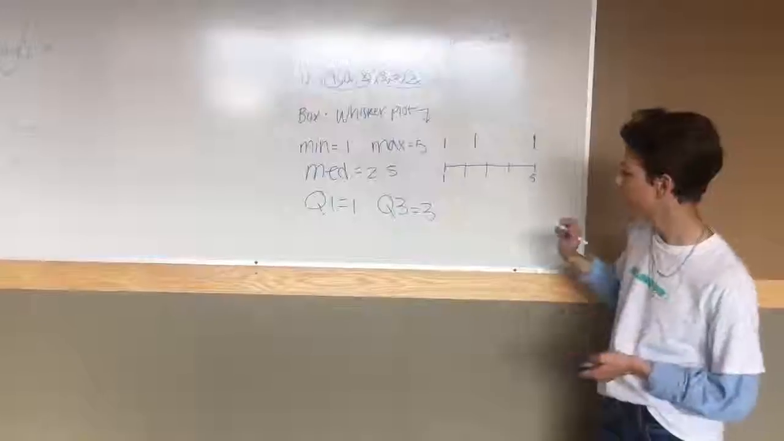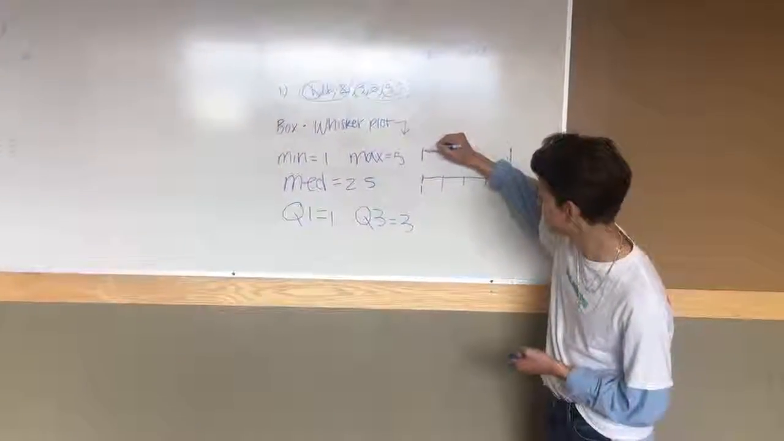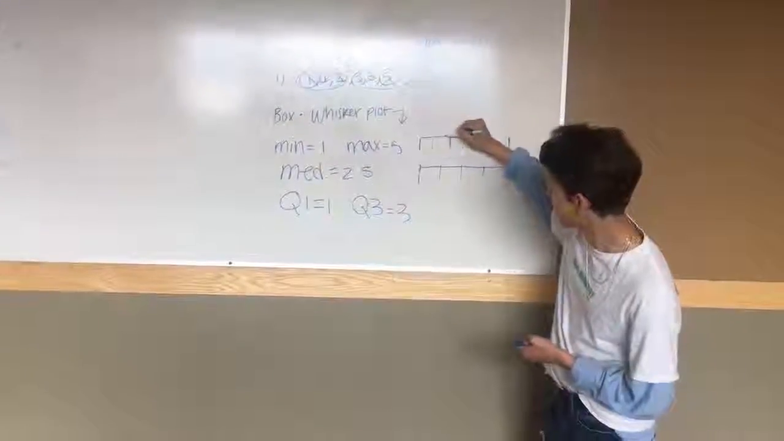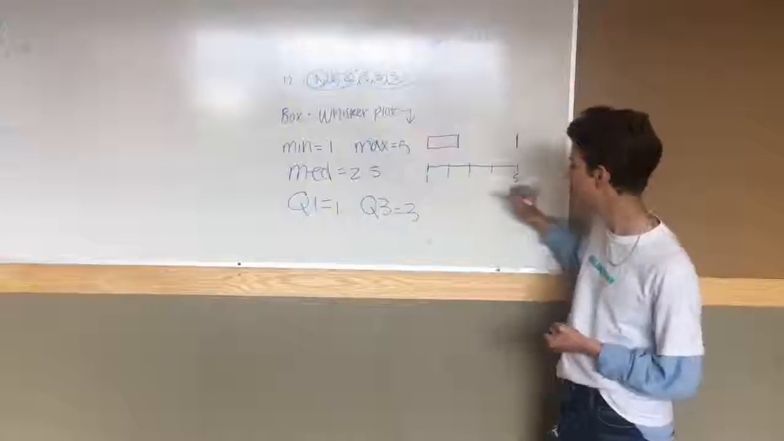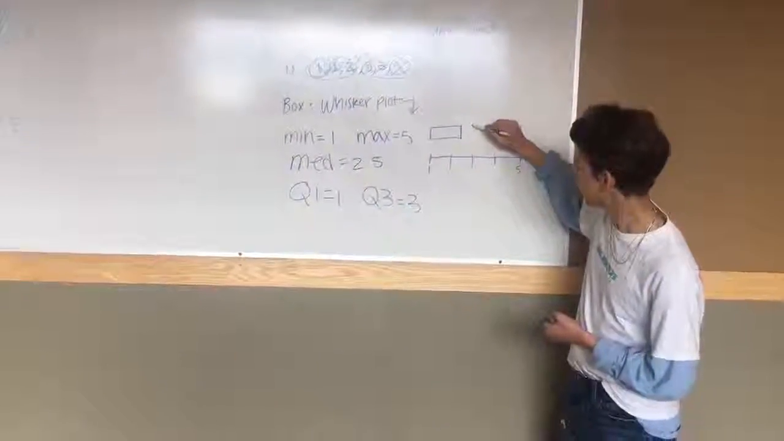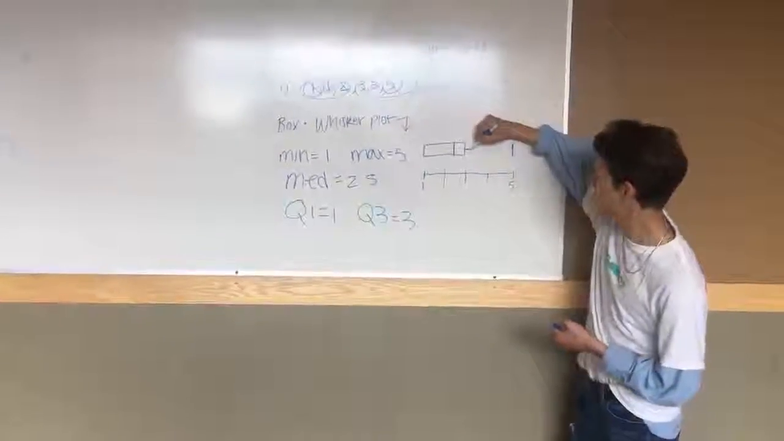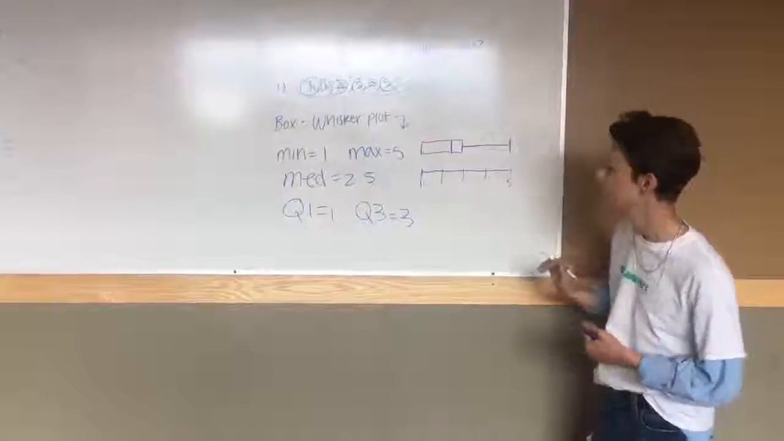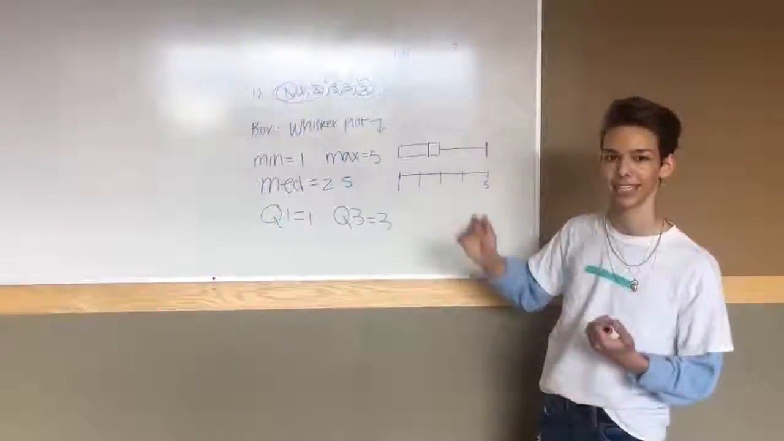And then our quartile 1 is 1 again, and so that is going to be here. And we connect that to the median. And then our quartile 3 is 3, so that is right here. And we connect that. And then we draw the line over to the maximum, and that is our box and whisker plot for this data set.